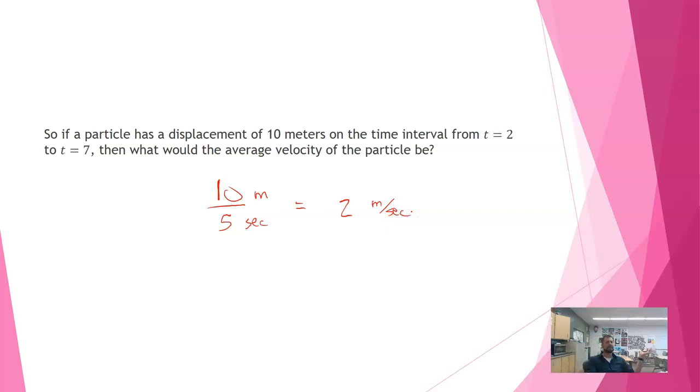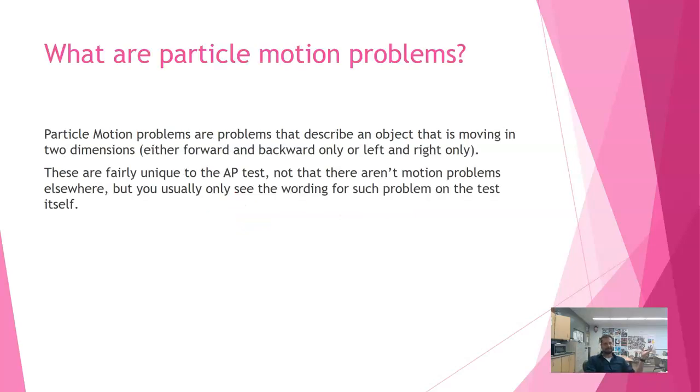You would just have 2 meters per second, because 10 divided by 5 is 2. So that would be our average velocity of this particular particle.